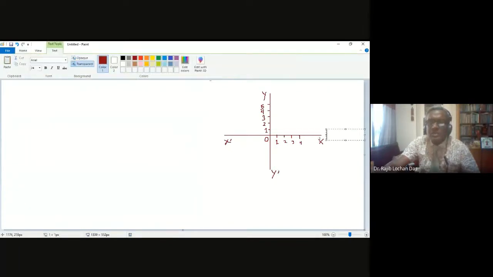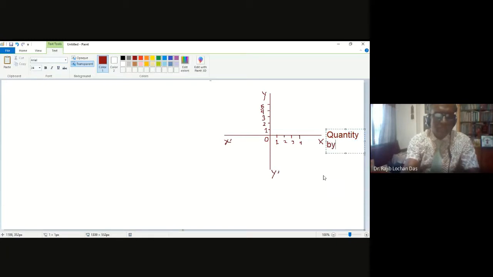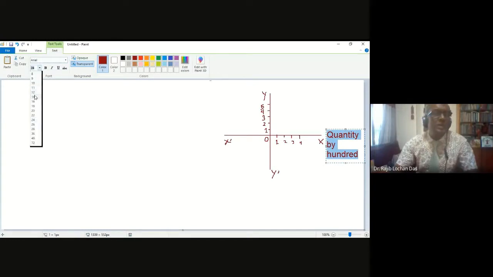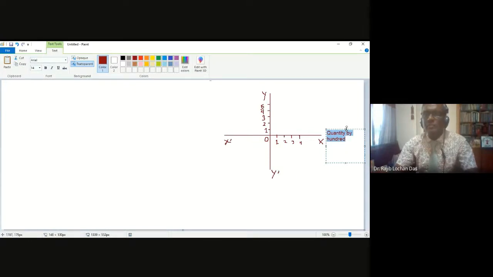What is x? So in the x-axis it is, or say 100. It is quantity by 100. Quantity by 100. It is written in the x-axis. That is quantity of a certain product. Okay, but it is by hundreds. So 1 means 100, 2 means 200, 3 means 300, like that.